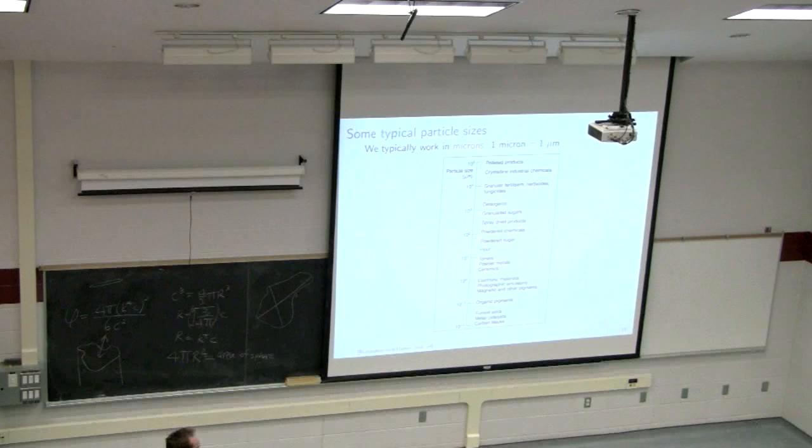So detergents, powdered chemicals, powdered sugars. We don't use powdered detergent so much anymore. It's mostly liquid detergent. But if you're looking at powdered sugar, flour, you're in the order of 100 microns. 100, and at the very large end, 1,000 microns. Fertilizers, again, granular fertilizer, not so prevalent anymore, but in the order of 10,000 microns.